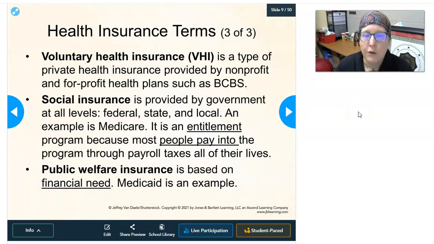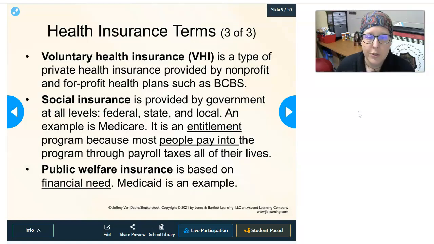Okay, so voluntary health insurance is a type of private health insurance provided by nonprofit and for-profit health plans such as Blue Cross Blue Shield. So if you have an employer-sponsored health coverage, it's a voluntary health insurance, because you can select to get health coverage or not. So that's where it's voluntary. They offer it to you, but you're not obligated to purchase it.